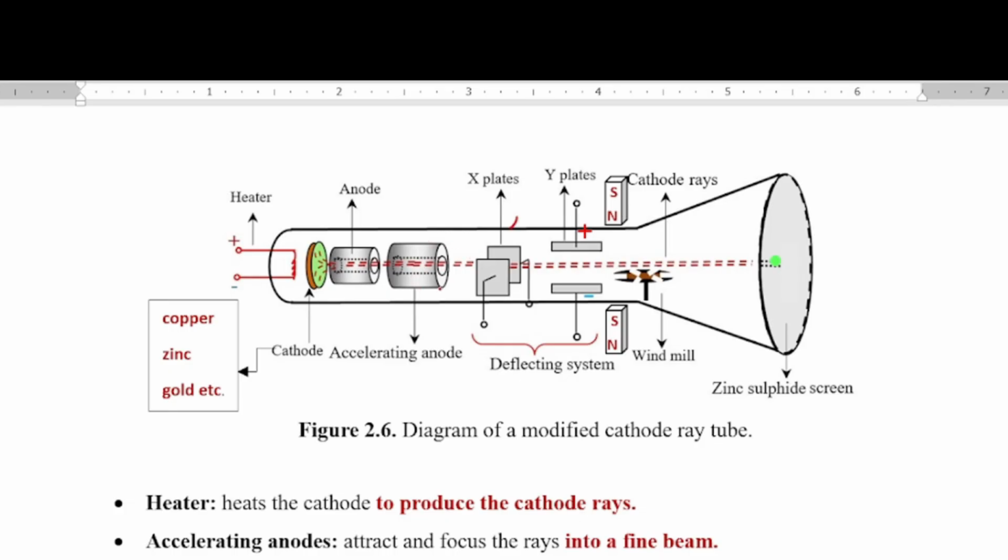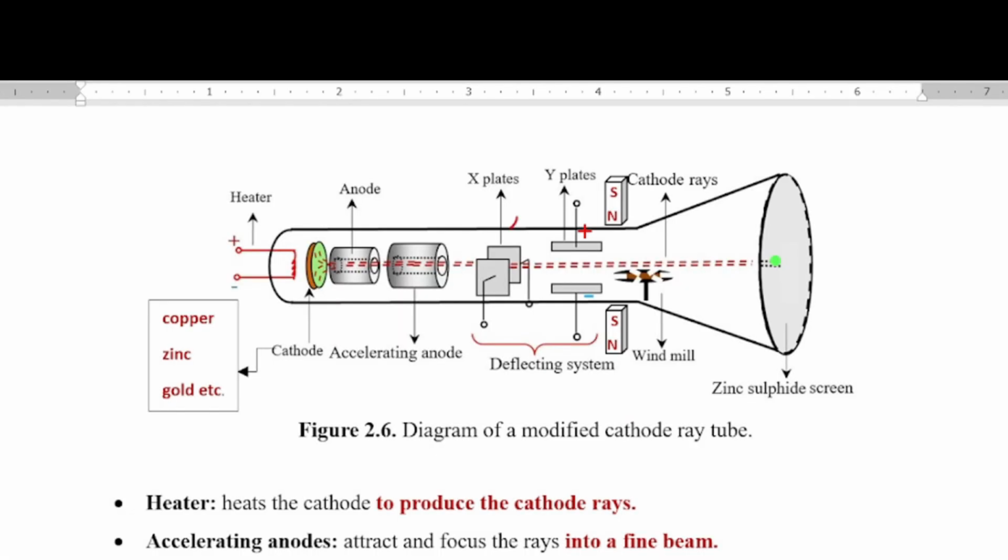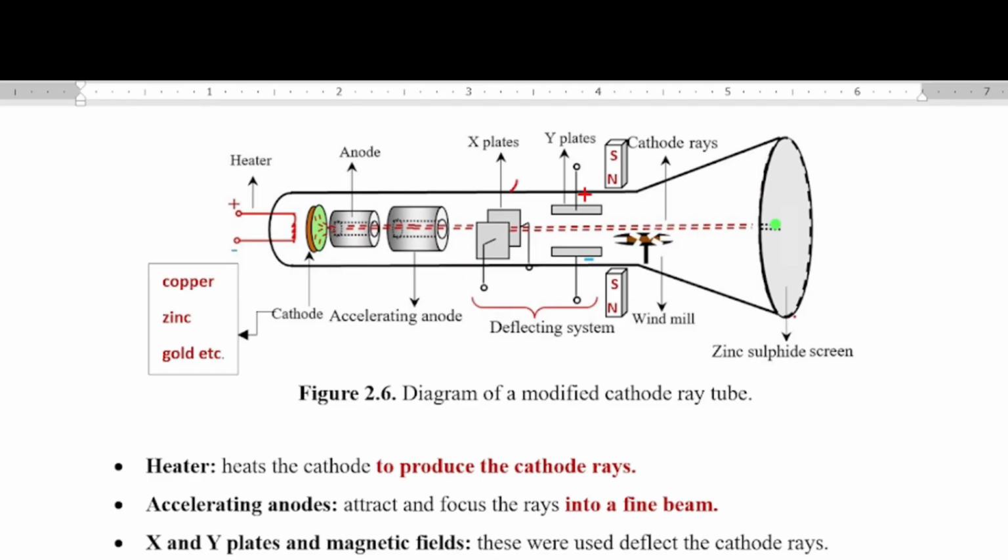In front of these anodes was found the deflecting system. The deflecting system consists of two sets of electrical plates: X plates that are arranged vertically, and the Y plates that are arranged horizontally. And then outside of that, you have a pair of magnets here that you use to create a magnetic field. This screen here is coated on the inside, again, with a phosphorescent material, zinc sulfide, such that any cathode ray that comes in this direction will be detected on the zinc sulfide screen as a bright glow.